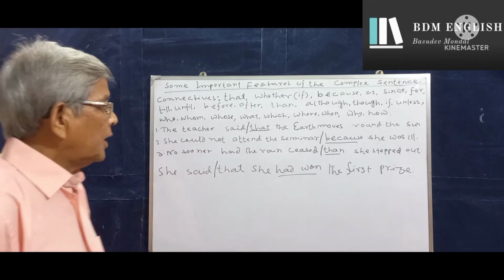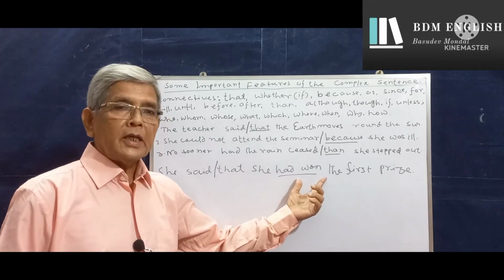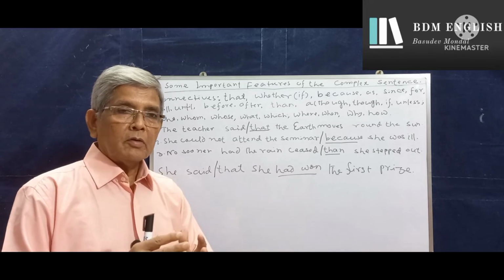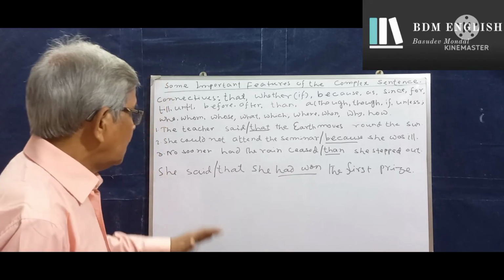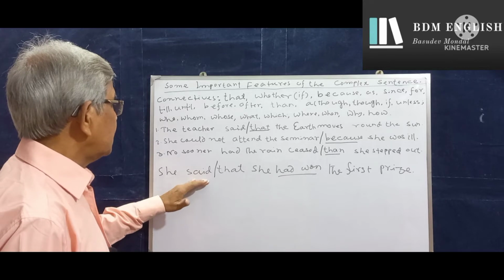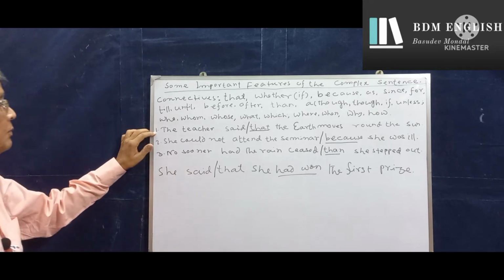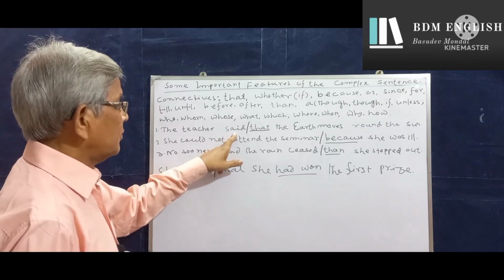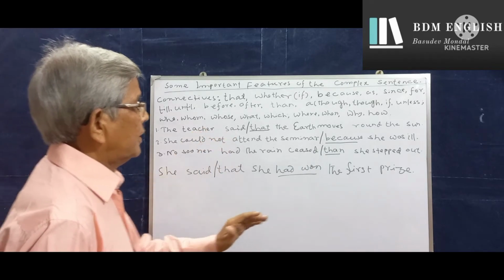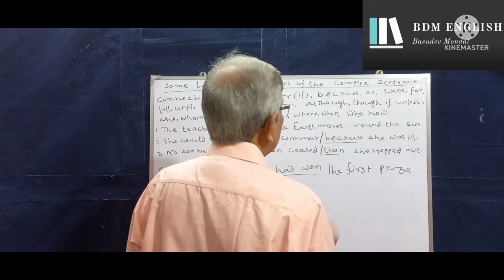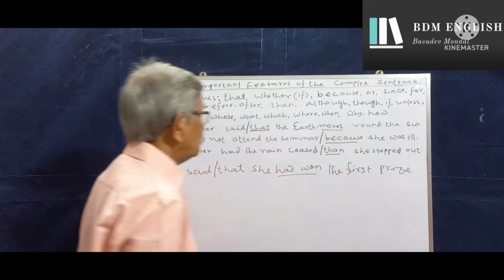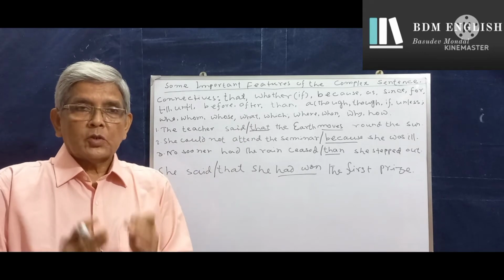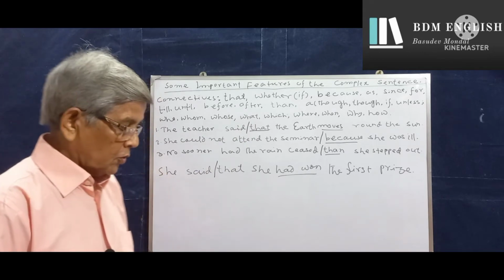Exception number one: if the subordinate clause contains a general truth, it is always in the simple present tense, even though the finite verb in the principal clause is in the past tense, as in example number one. The teacher said is in the past tense, but still the verb in the subordinate clause is in the simple present tense moves, because there is a general truth, a universal truth in the subordinate clause.